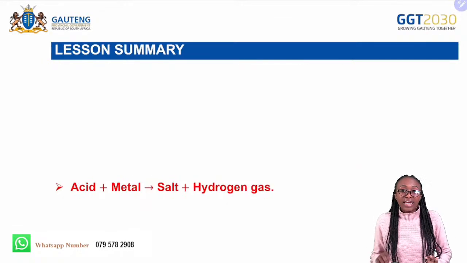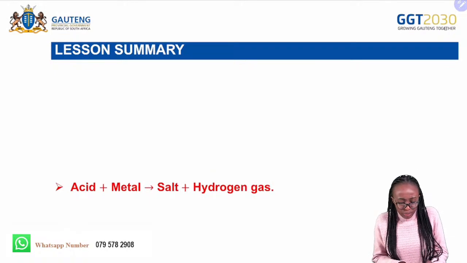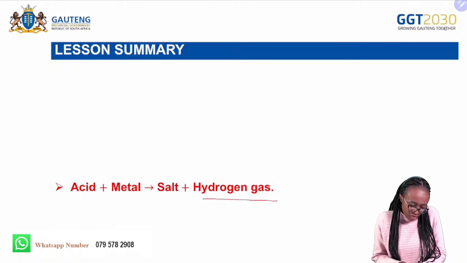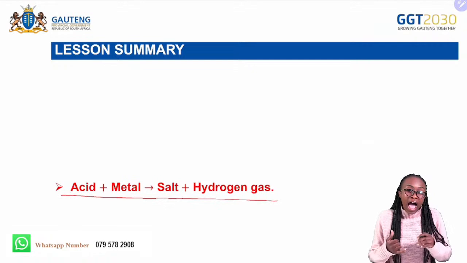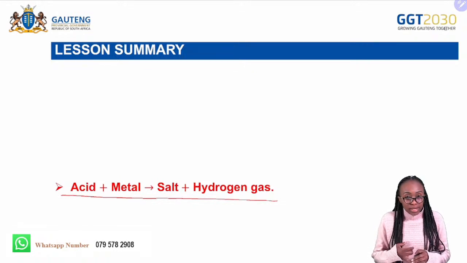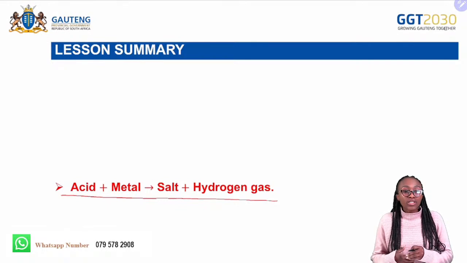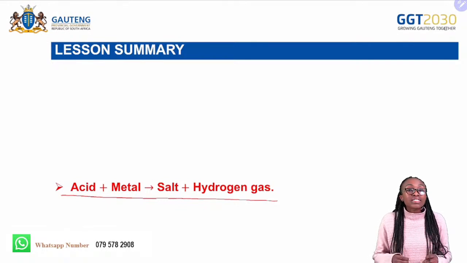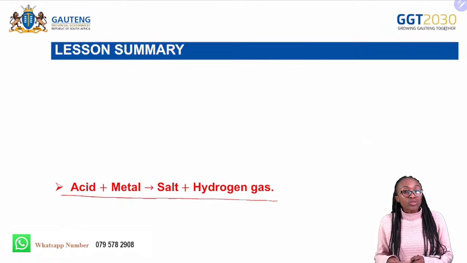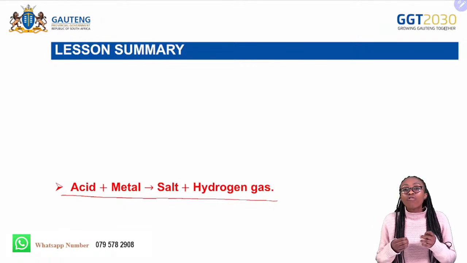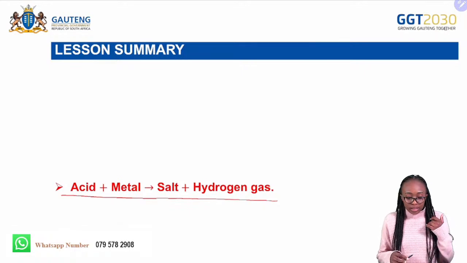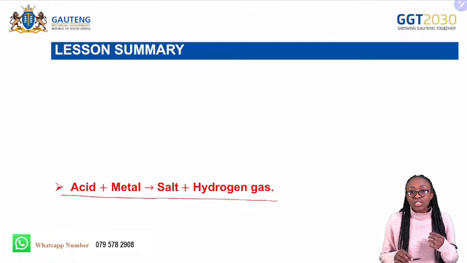So now let us summarize our lesson. The important general equation for the day is acid plus metal produces a salt and hydrogen gas. This is the general equation for the reactions of acids with metals. Acid plus metal gives you a salt and hydrogen gas.